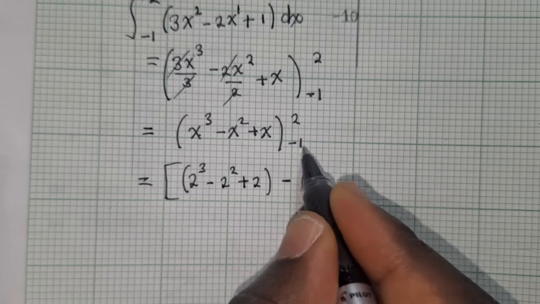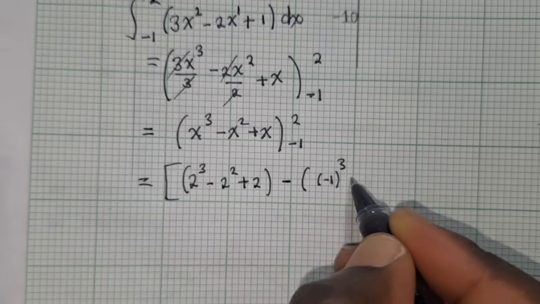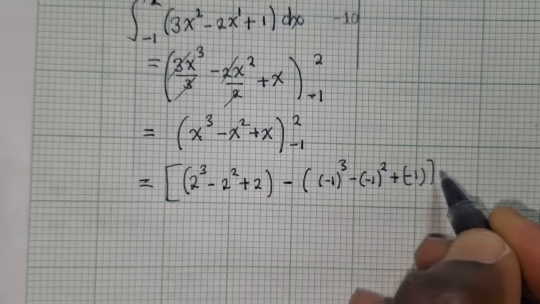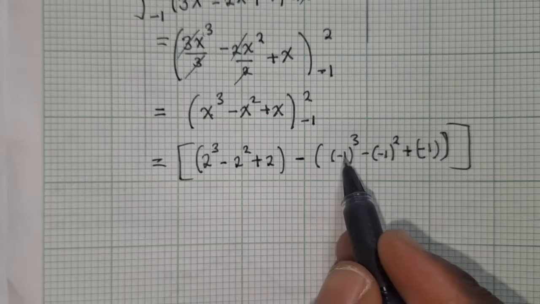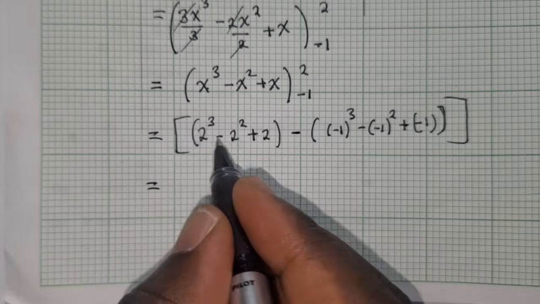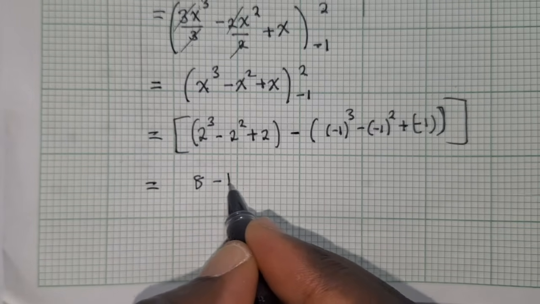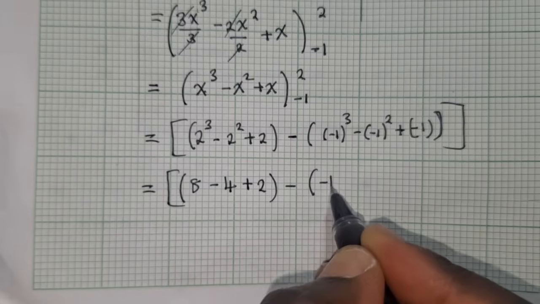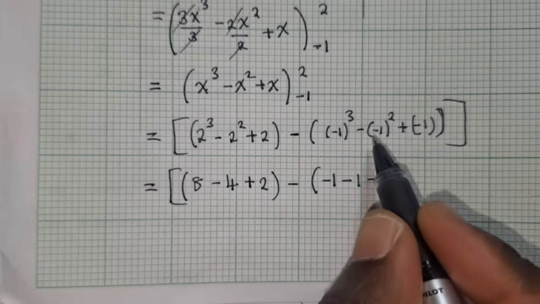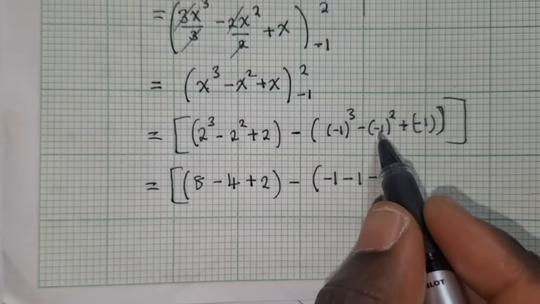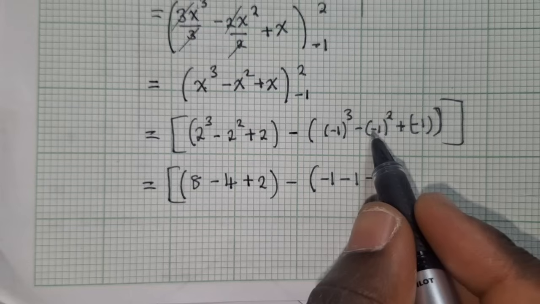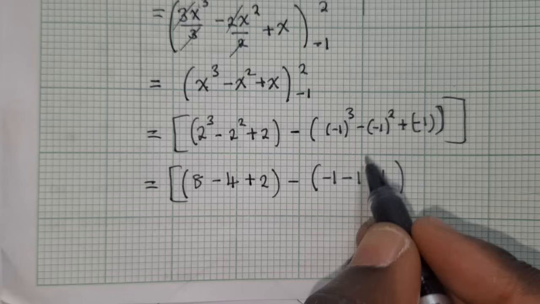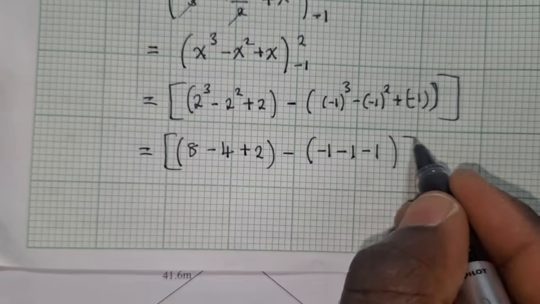Then you say minus, you now go to this one, negative 1 power 3 minus negative 1 power 2 plus negative 1. And remember to put any number with a negative inside the brackets like I've done. So this will give us 8 minus 4 plus 2. Then here we're getting negative 1 minus 1 minus 1. Because negative 2 squared is positive 4, negative 1 squared is positive 1. Positive 1 times 1, how many times a negative? It's negative 1. So this is what we have.